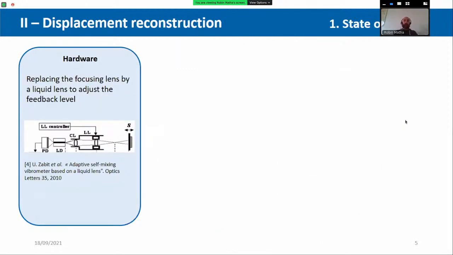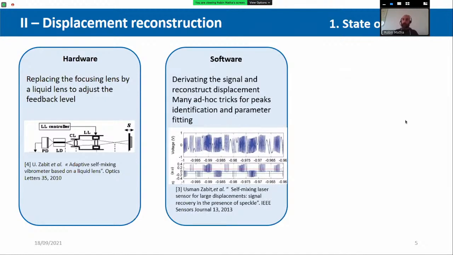There were many propositions to increase the robustness of the system. For example, hardware solutions, replacing the focusing lens by a liquid lens to adjust the feedback level. There were also software solutions, derivating the signal and reconstructing displacements, with many ad hoc tricks for peak identification and parameter fitting. And these two solutions I presented are too complex, and with them we lose the compact advantage we have with self-mixing.